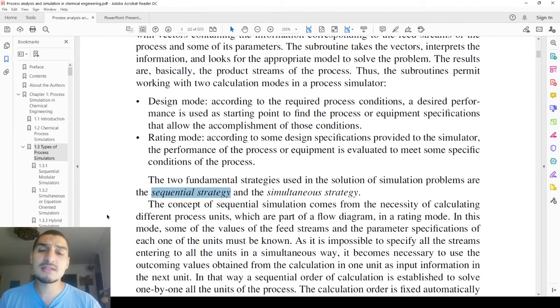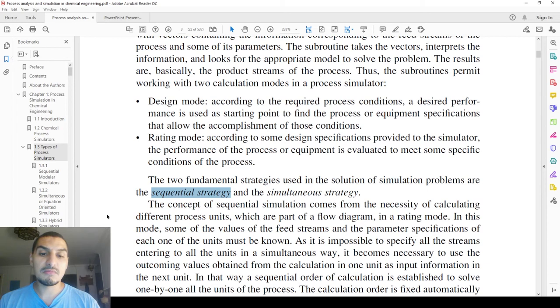And of course, as the recycle streams get more, the solution gets more and more complicated, and it might be very difficult to solve using this strategy. On the other hand, the simultaneous strategy does not depend on solving any unit by itself.